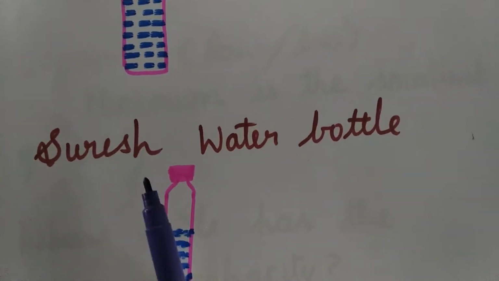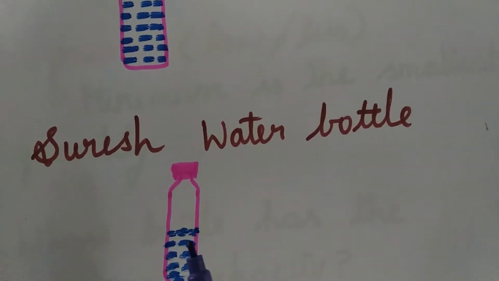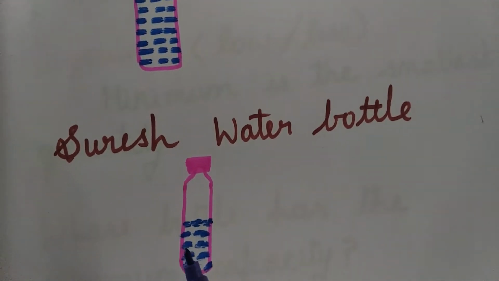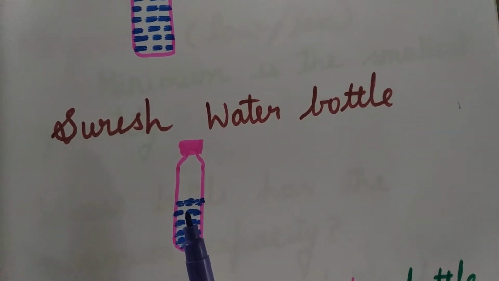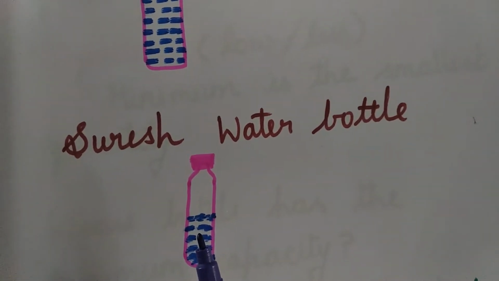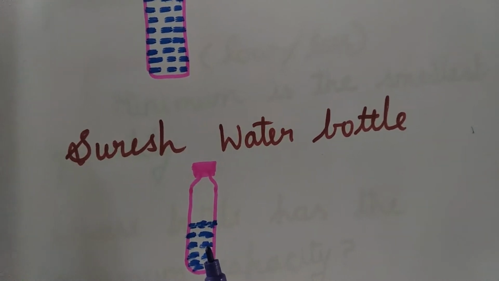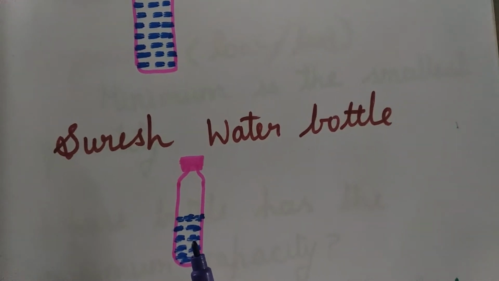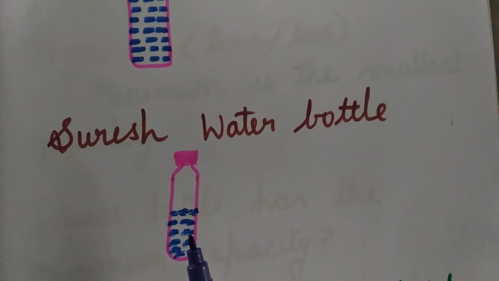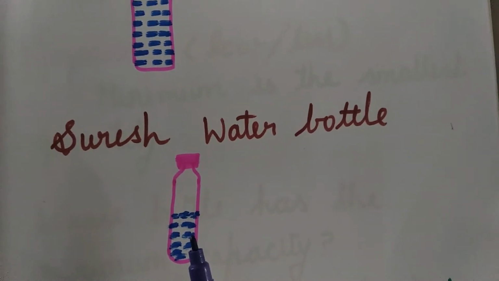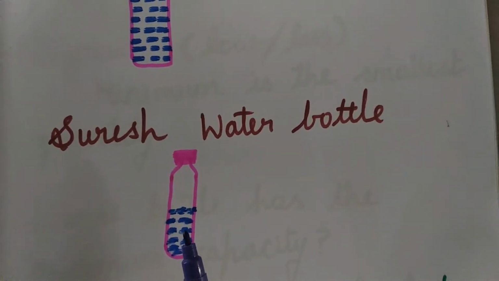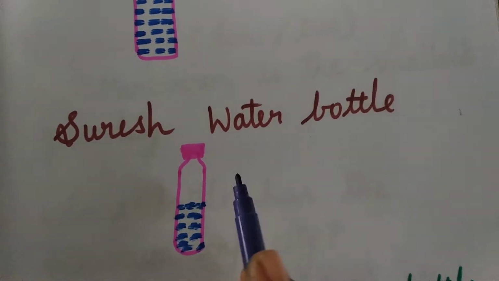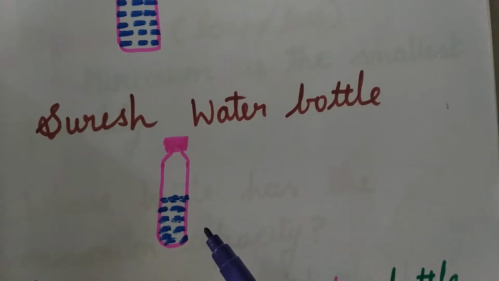Now how does Suresh's water bottle look? How is it filled? Yes, Suresh's water bottle is filled only half of its capacity. Only half of the water bottle is filled with liquid. The liquid may be either water or juice or oil. That we call a liquid item. Liquid means what, Kanna? Liquid means water or juice or oil items. So Suresh's water bottle is filled only half of its capacity.